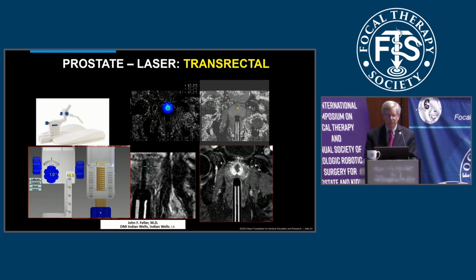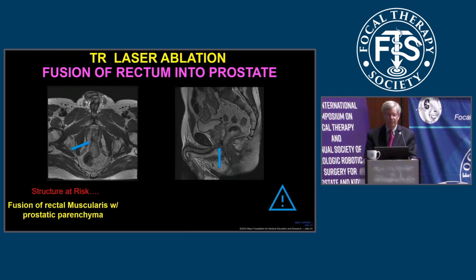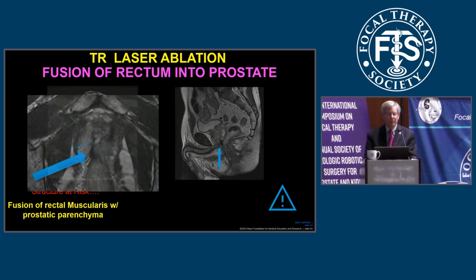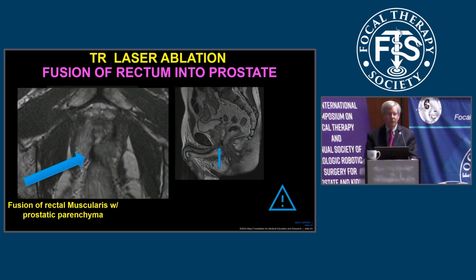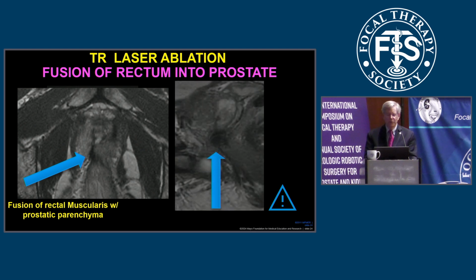This is an example of our laser therapies that we can do through the rectum or the perineum. And this is an example of a treatment aftermath where no rectal fistula, but we certainly have the rectum pulled right up into the posterior aspect of the prostate in the direction that the laser ablation needle performed, and also similarly on a sagittal view. This did not lead to a fistula, but it can.